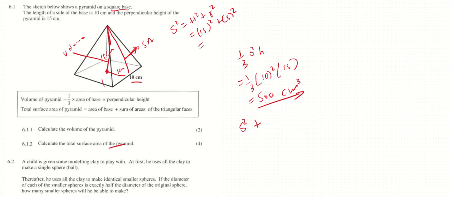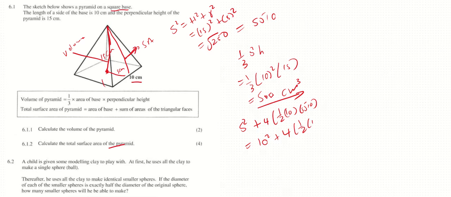That is 250, so we take the square root of 250, which gives us 5√10. So that's the slant height. So we're going to say it's 4 sides of the triangle, 1/2 times the base, which is 10, times the slant height, which is 5√10. So the surface area is 10 squared plus 4 times 1/2 times 10 times 5√10.